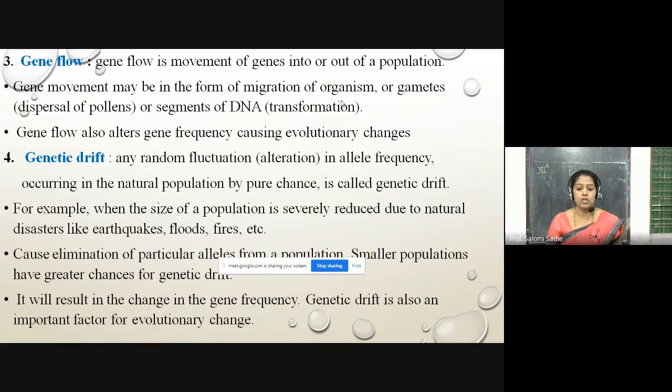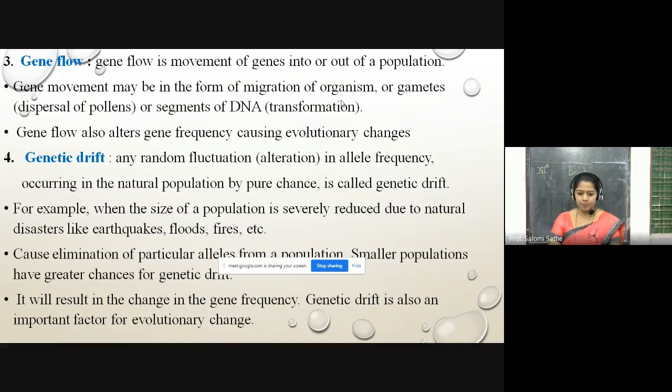Now, the next one is genetic drift. Any random fluctuation, that is the alteration in allele frequency occurring in a natural population by pure chance, is called genetic drift. I repeat, any random alteration in allele frequency occurring in a natural population by pure chance is called genetic drift.